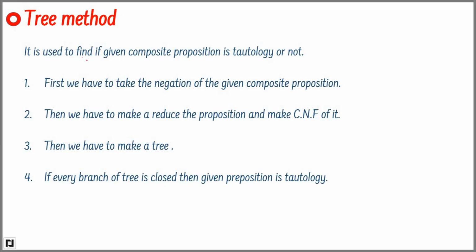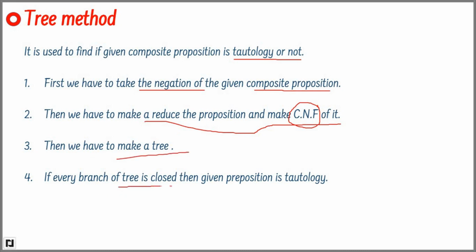Tree method. It is used to find if a given composite proposition is a tautology or not. There are 4 steps in the tree method, as you can see. First step is we have to take the negation of the given composite proposition, and then we have to reduce the proposition and make a CNF of it, the conjunctive normal form of it. Then we have to make a tree, which we discuss later, and if we observe that every branch of the tree is closed, then the given proposition is a tautology.